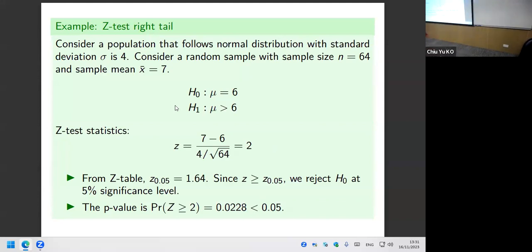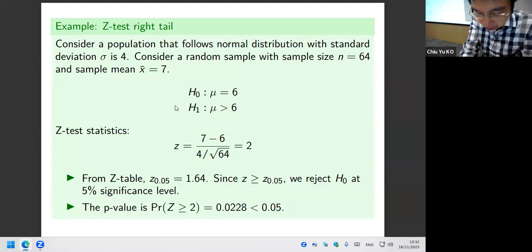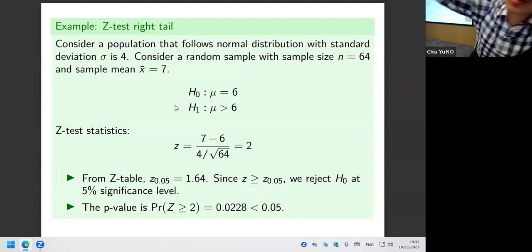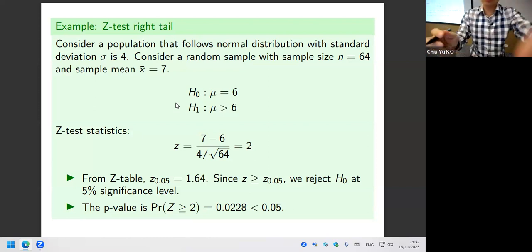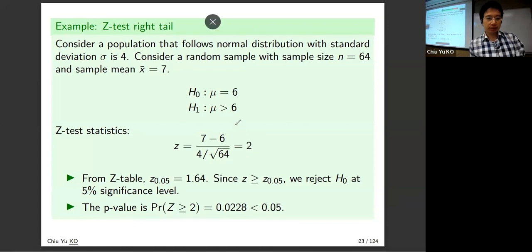The question given is that you are trying to solve a hypothesis testing problem. You have some hypothesis or claim, and we want to see if the population mean is equal to a certain value. That is, mu equal to 6 or mu bigger than 6. So that is the question.